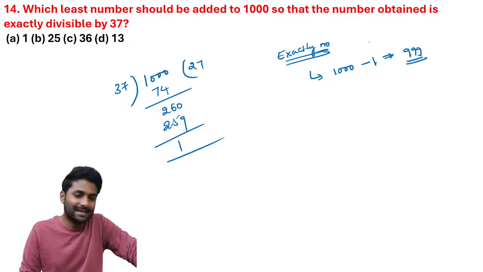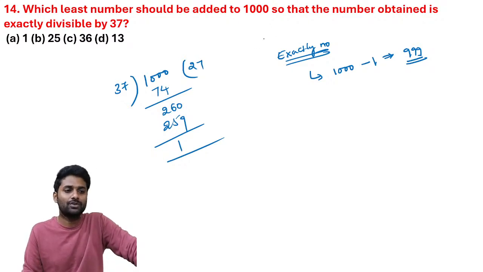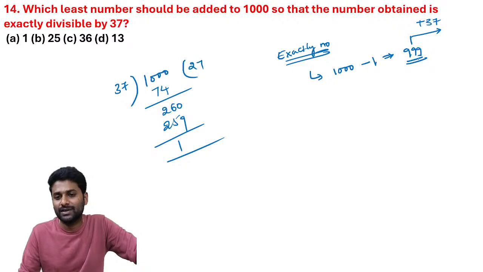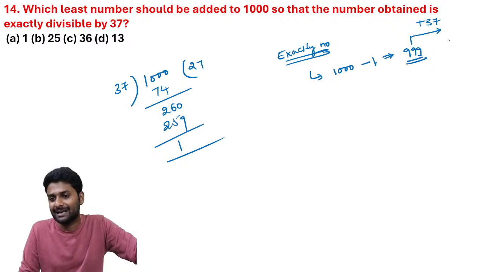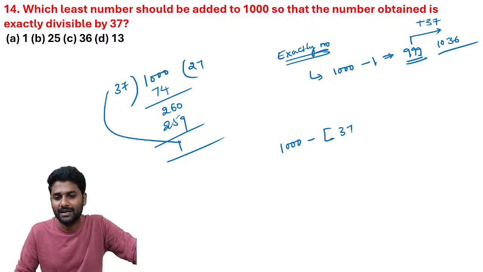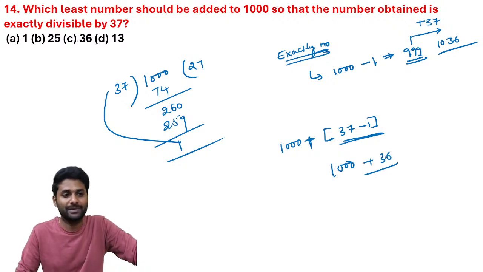If you want to subtract, you can directly subtract the remainder from the dividend. But according to the question, we have to add. If you want to add, guys, then the next number requires adding 37 units to 999, so the answer becomes 1036. But if you want the direct answer, find the difference of divisor and remainder. Then 36 should be added.